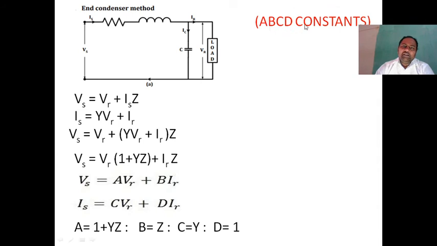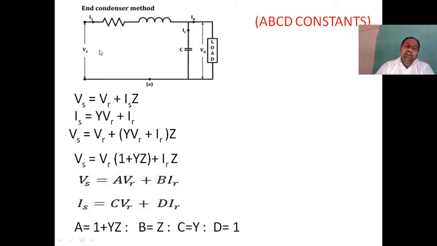So what are the ABCD constants of the end condenser method? You see the ABCD constants. First draw the diagram carefully. We know the diagram. They have only one line impedance, so the impedance having resistance and inductive reactance. In the receiving end side, one capacitance or condenser is present. The sending end current is the vector sum of IR plus IC. So Vs is the sending end voltage.